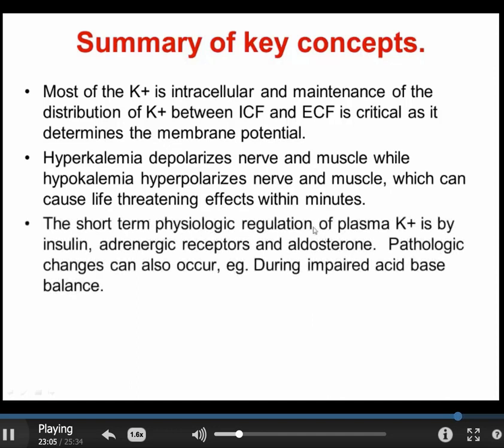So over the short term, the regulation of plasma potassium is by insulin, adrenergic receptors, and aldosterone, and these control the amount of potassium distributed between the inside and outside of the cell, and thus regulate membrane potential. But there are also situations where pathologic changes can occur, and one example I gave you is when there's a change in acid-base balance. The kidney overall controls the total amount of potassium in the body.